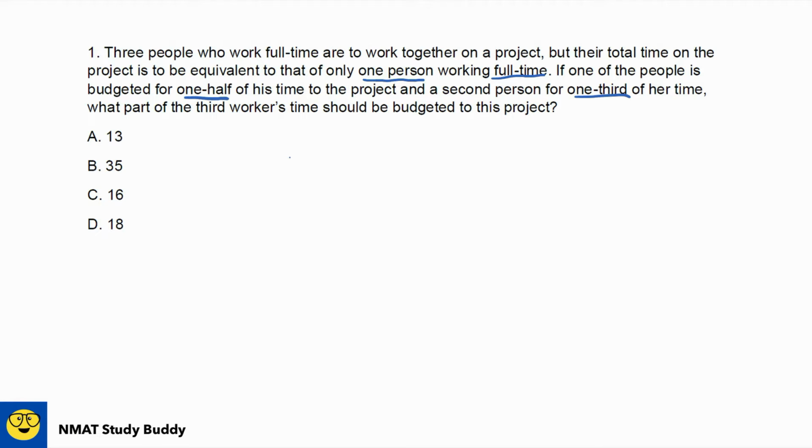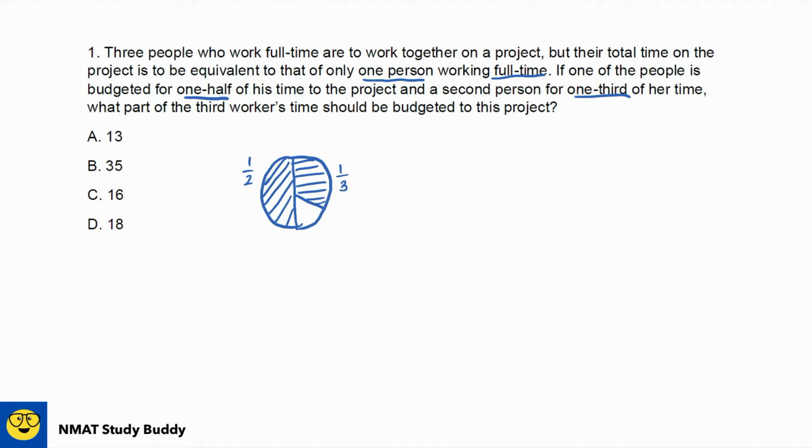So, sinabi naman dito na the total time is equivalent to that of only one person working full-time. So, we can represent that as one whole pie or isang buong circle. And then, yung isang person daw, kaya niyang mag-work ng 1/2 of his time. So, 1/2. And then, yung second person, pwede siyang magbigay ng 1/3 of her time for the project. So, ito yung sa second person.